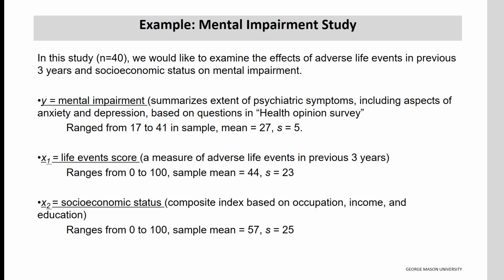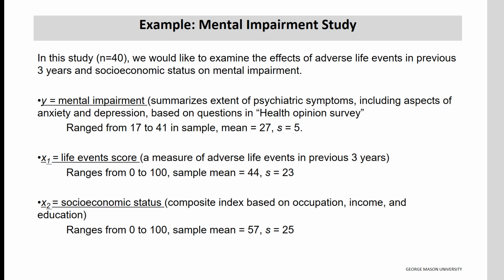So let's look at an example that has to do with mental impairment. Let's suppose we have a study where the sample size is 40 subjects, and we would like to examine the effects of adverse life events in the previous 3 years and socioeconomic status on mental impairment. Let's figure out what our variables are. Which variables are independent versus dependent? The dependent variable is mental impairment, because it summarizes the extent of psychiatric symptoms, including aspects of anxiety and depression, based on questions in a health opinion survey.